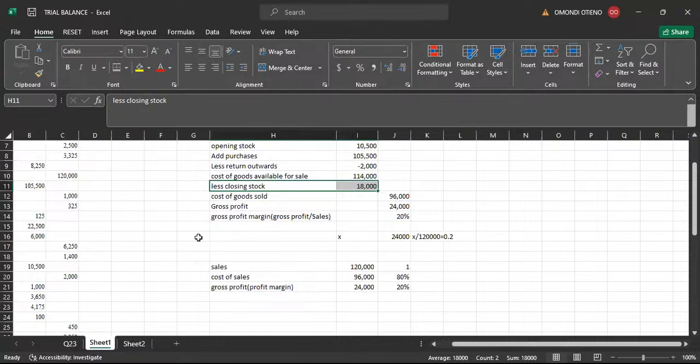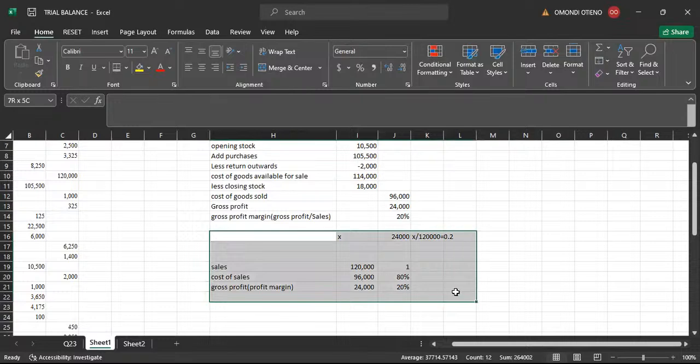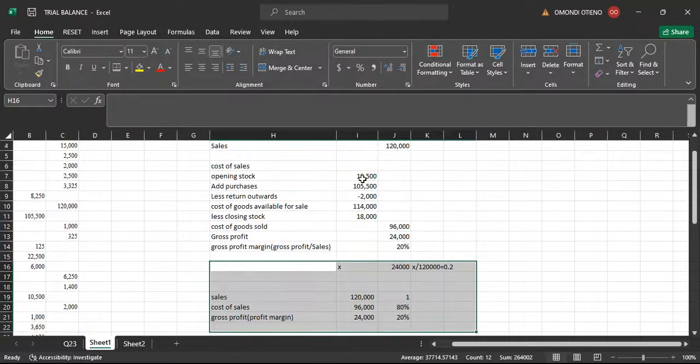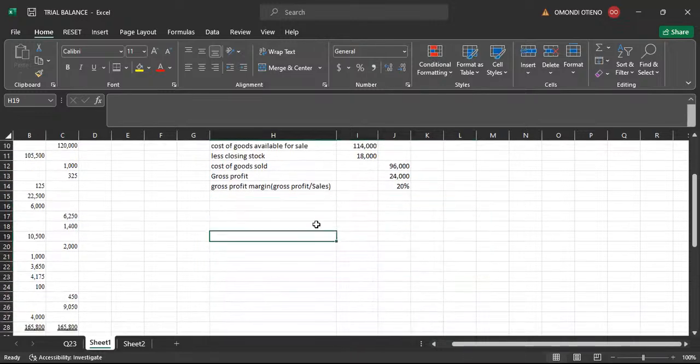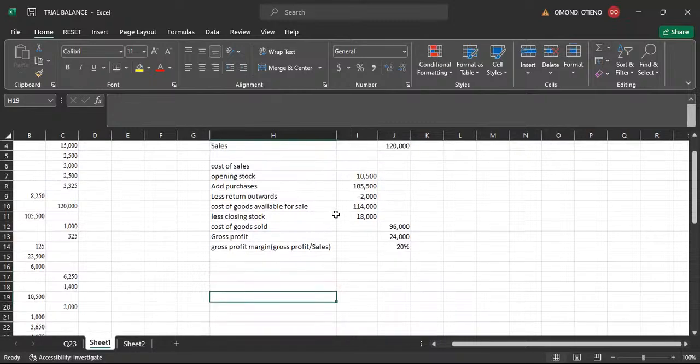So are we now okay? Are we now okay with the first part of the question? If a question is given to you tomorrow, you are given closing stock, you are given cost of goods sold, but you are not given opening stock. Will you be able to calculate for us the opening stock? Okay, so it means we've been able to understand what was required there.